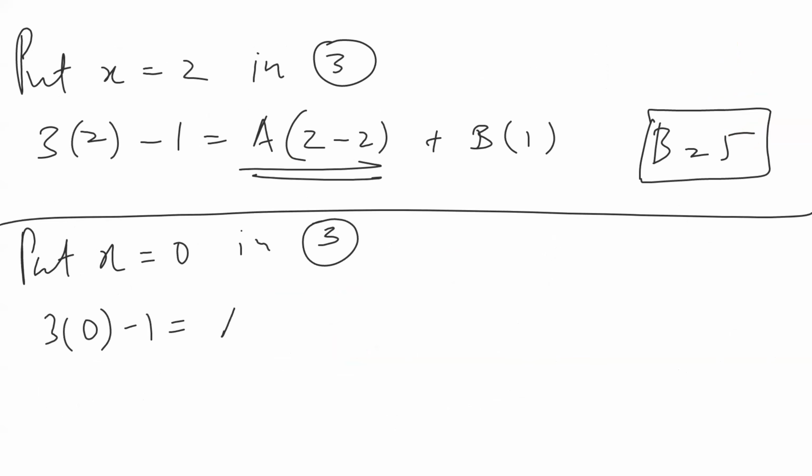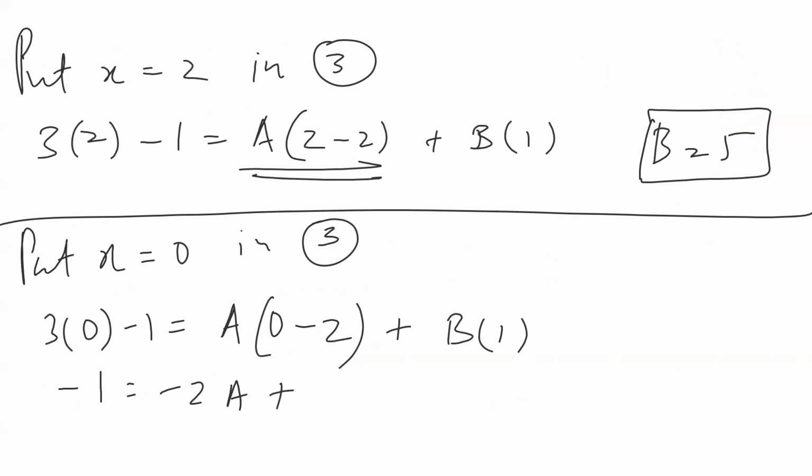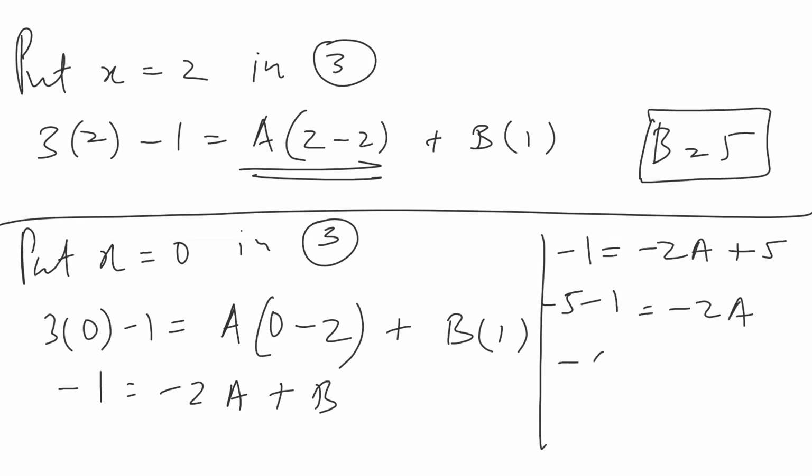3 into 0 minus 1, a into 0 minus 2, b into 1. So minus 1 is equal to minus 2a plus b. Put the value of b as 5. So minus 5 minus 1 is equal to minus 2a. Minus 6 is equal to minus 2a. a equal to 3. Fine. Yes or no? Yes.